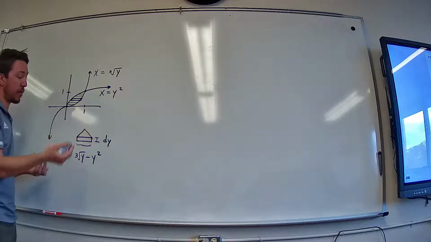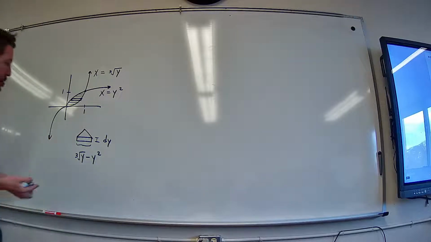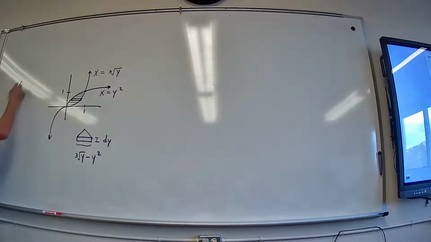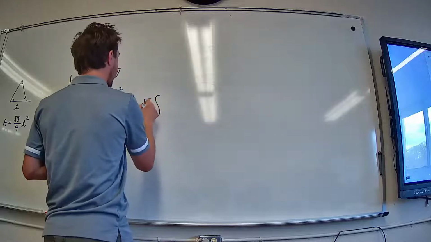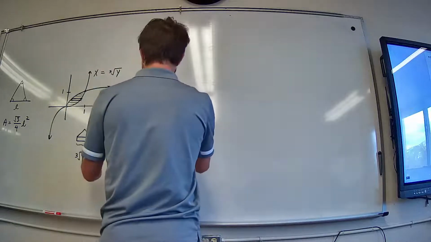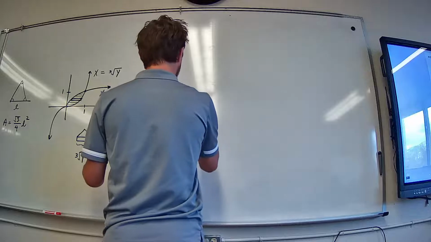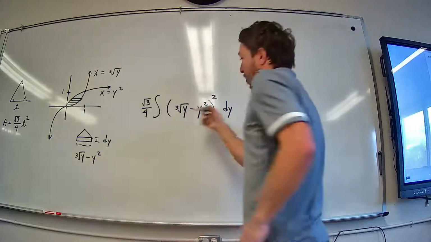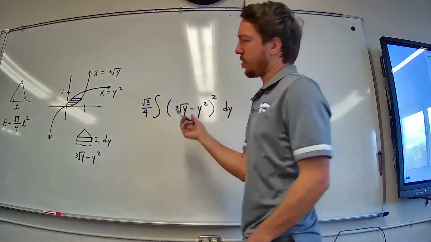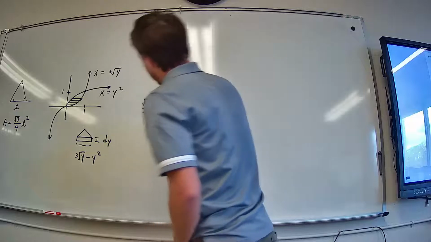So anyway, for an equilateral triangle, that's one we looked at. If this is L, then the area is root 3 over 4 times L squared. So your integral would be root 3 over 4 times the side length squared times dy. And then what are the bounds? 0 to 1.